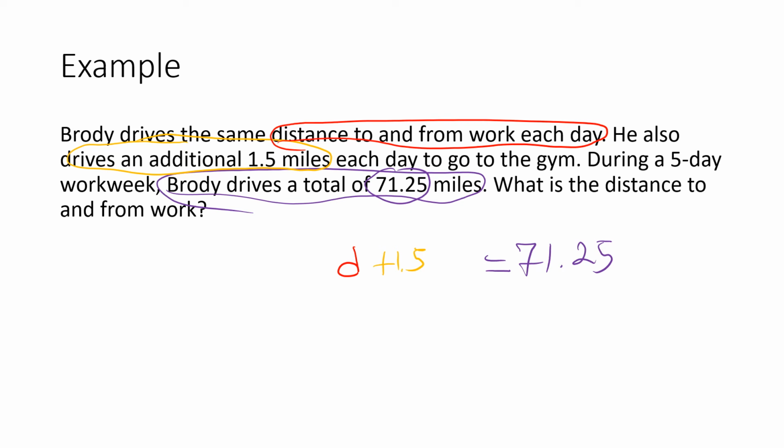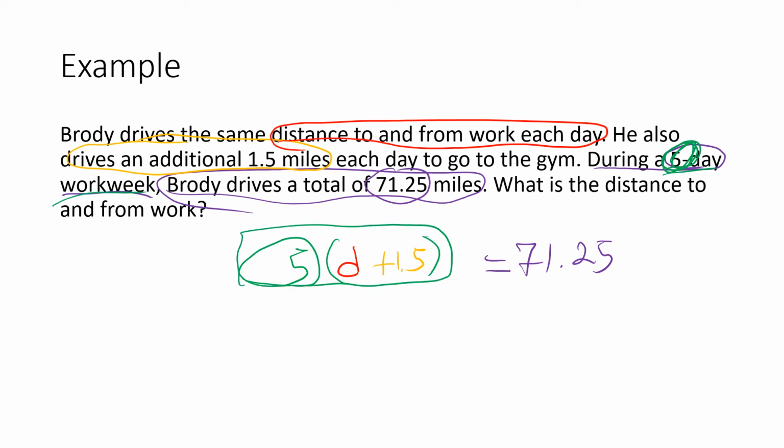Now our total here, we've got to go back up here. We found our total, but it's for a 5-day work week. I'm going to write that in a new color. This 5-day work week means that this has to be multiplied by 5, because that 71.25 is not for the day, that's for the 5-day work week. So that 5-day work week is represented here by multiplying what he does every day by 5.